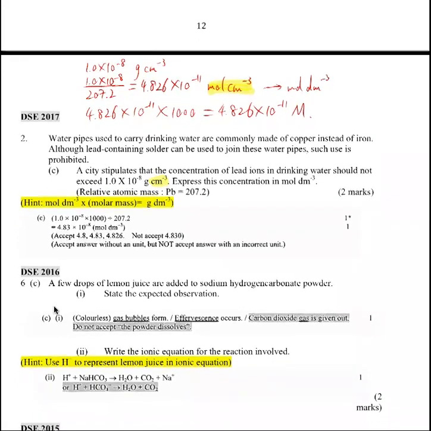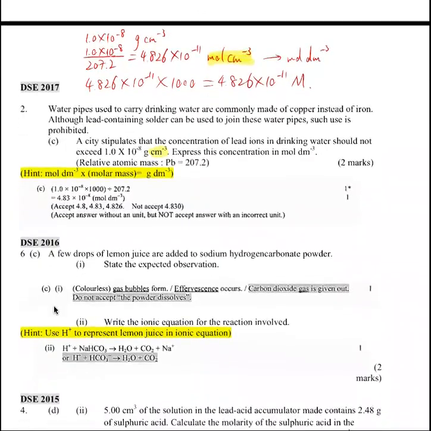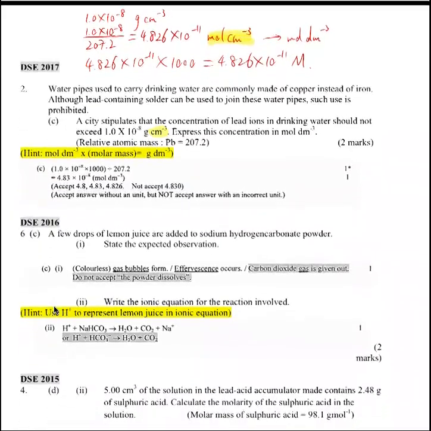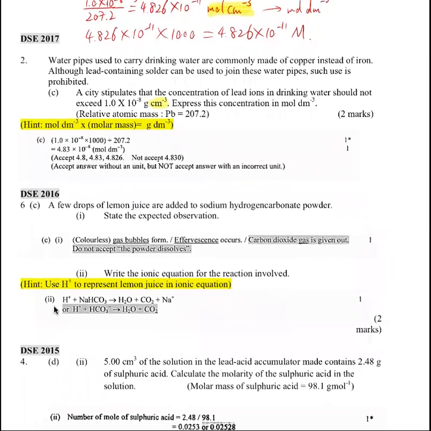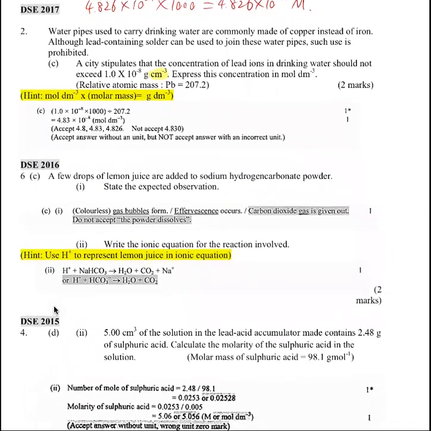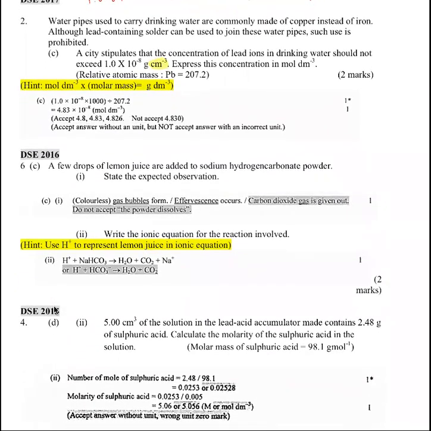Okay, if no question, I'm going to move on to the next one. For this one, observation, you just need to state that gas bubbles form. And then the ionic equation. Most of you got this correct. Just a hydrogen ion reacting with the hydrogen carbonate to release water and carbon dioxide. Remember, this year, whenever you are asked to write an ionic equation or chemical equation, make sure you write the state symbols.